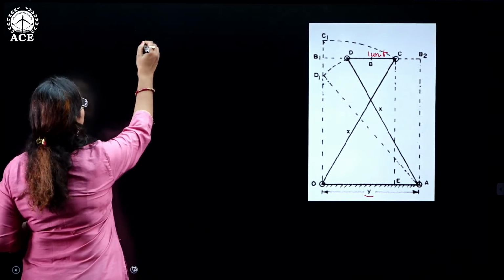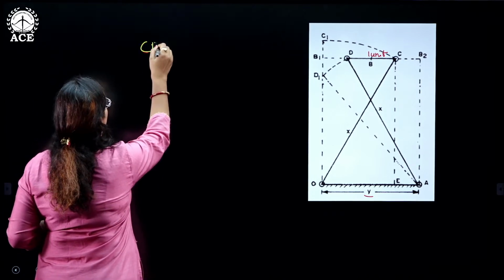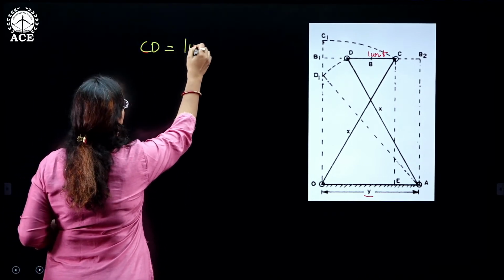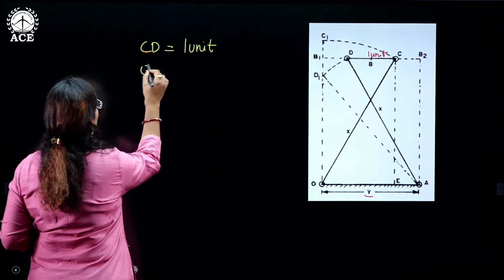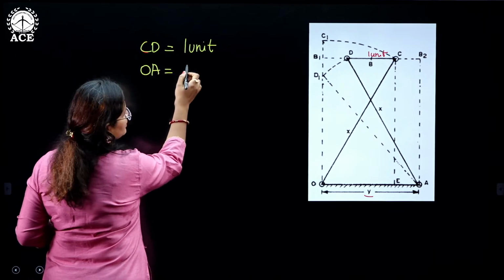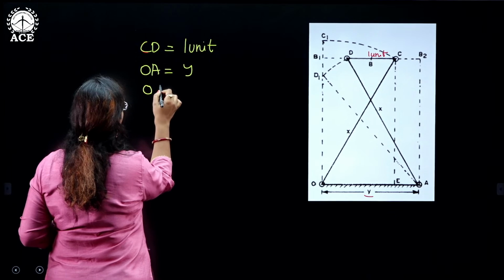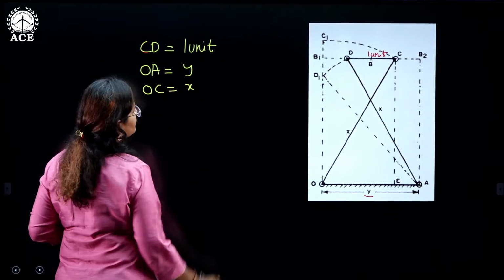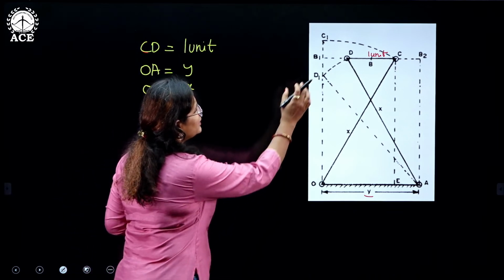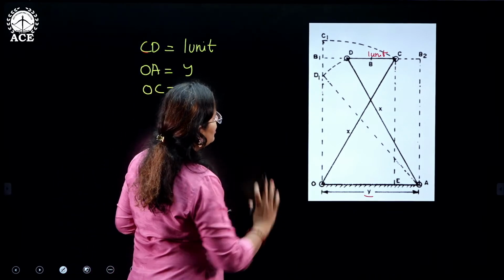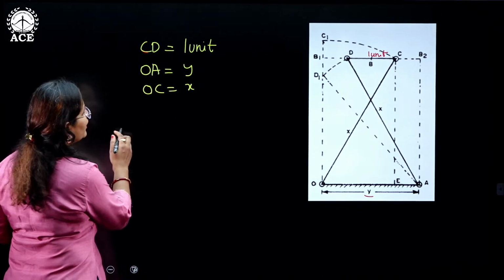So let us say CD is equal to 1 unit, and OA is y units and OC is x units. So we have to actually find what? Let's say CD is to OA is to OC. That is what we have to finally find. So let us see how we can prove it.